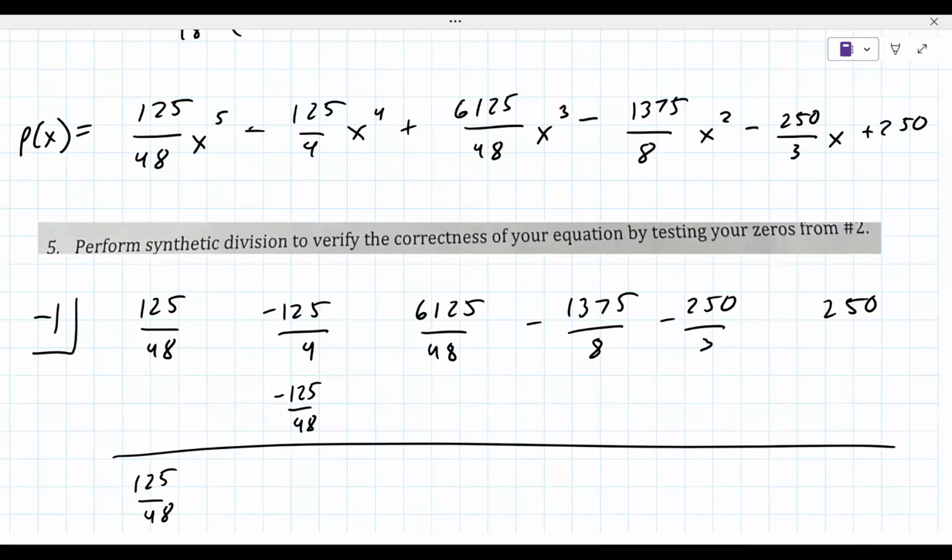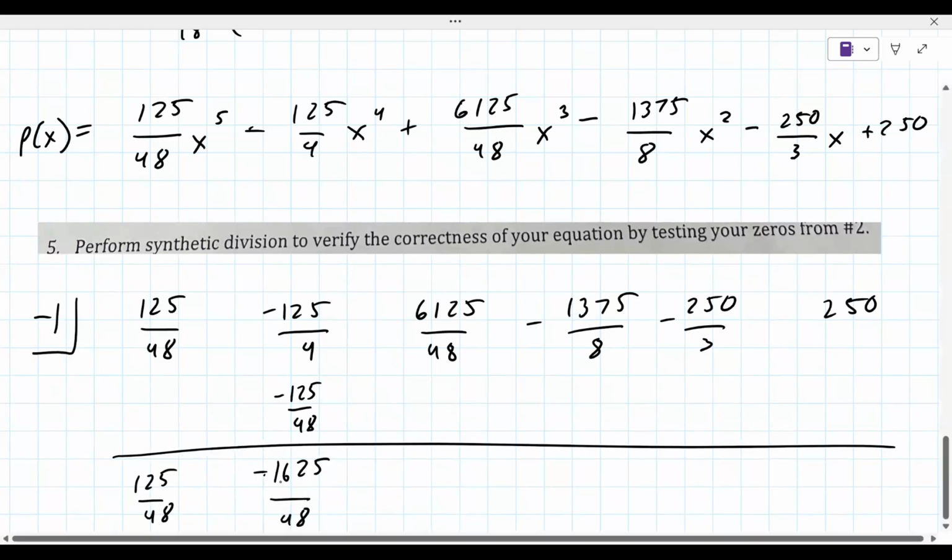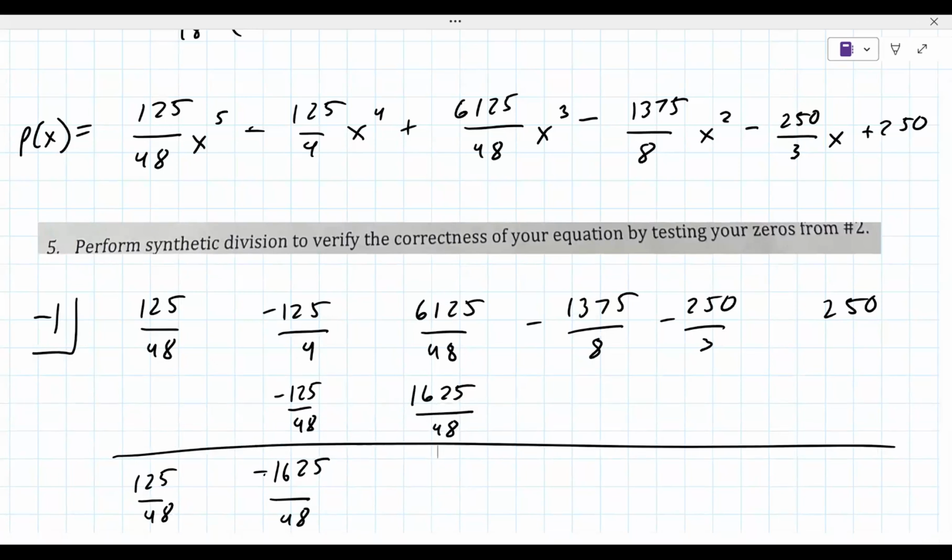So I'm going to use a calculator because that's kind of crazy. Minus 1 over 4 minus 125 over 48 ends up being minus 1625 over 48 times -1 is 1625 over 48. 6125 plus 1625 all over 48 ends up being 3875 over 24 times -1 is minus 3875 over 24. Any mistake here will propagate through the entire problem.